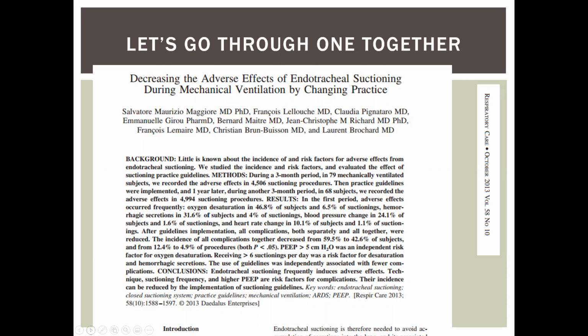So they're saying complications decreased from 59% to 42%, giving you a p-value of less than 0.05. So we can believe that it's reliable information. PEEP greater than 5 was an independent risk factor. Greater than 6 suctionings per day was a risk factor for desaturation and hemorrhagic secretions. They had to do a study to figure that out.